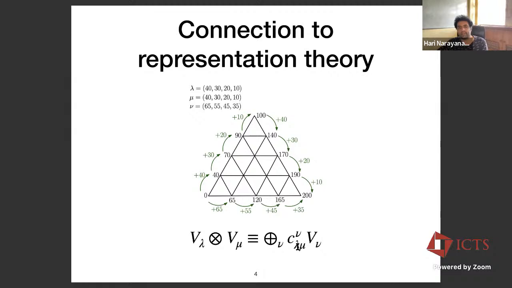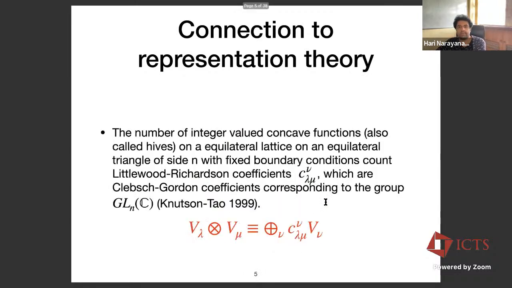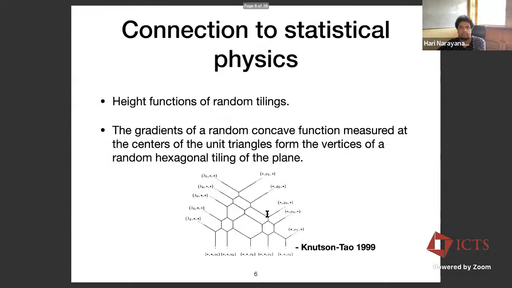So this is where representation theory is related to this, and in fact, this is the context in which Knutson and Tao first came up with these hives, and they proved something called the saturation conjecture using this and a related construct called honeycombs, which will also come up in our talk today. So these are honeycombs. They are kind of dual objects to hives.